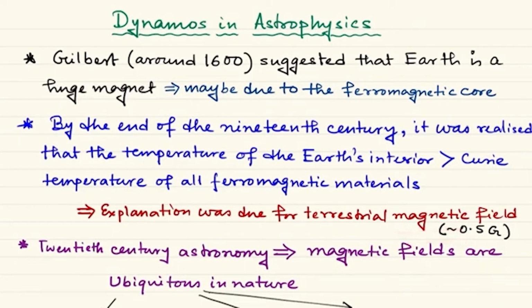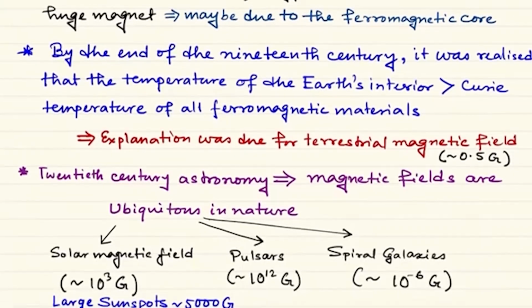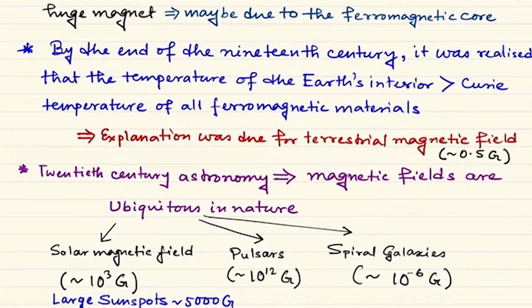In the 20th century, astronomy had remarkable progress, and that confirmed that magnetic fields are not only a property of the Earth, rather they are ubiquitous in nature, in astrophysics and in the galactic domain. Earth, Sun, stars, intergalactic medium, and so on.